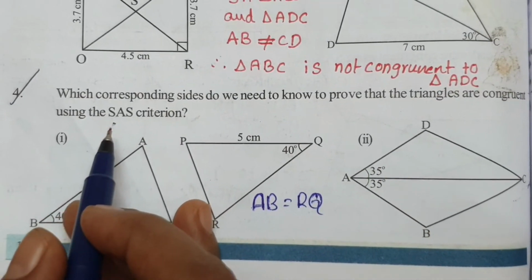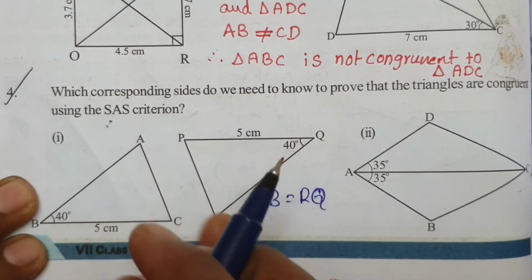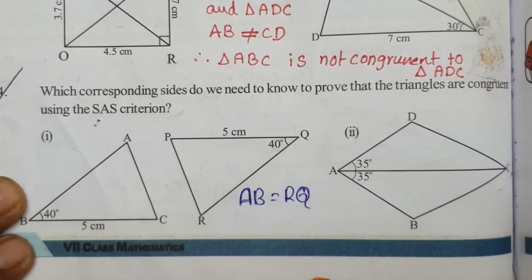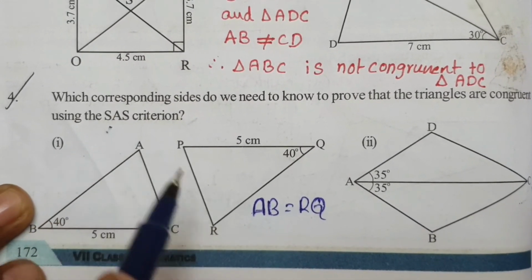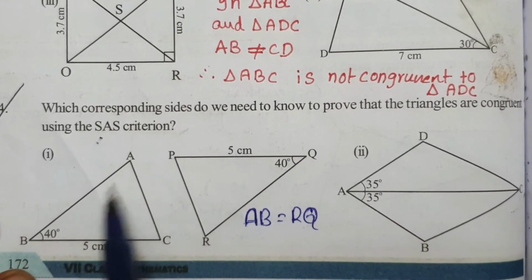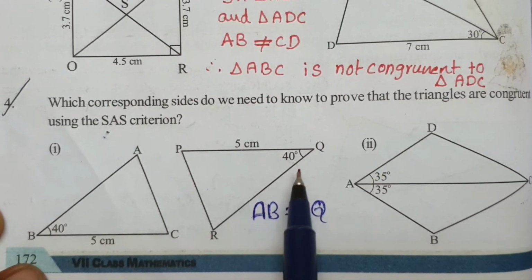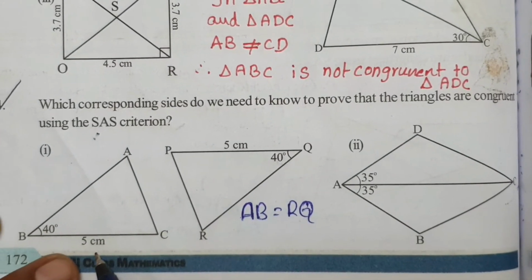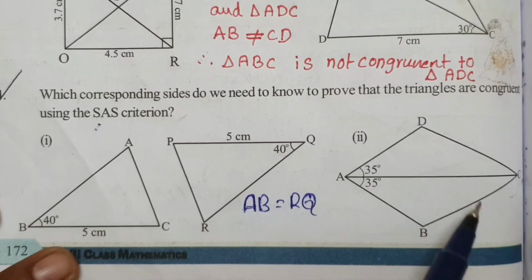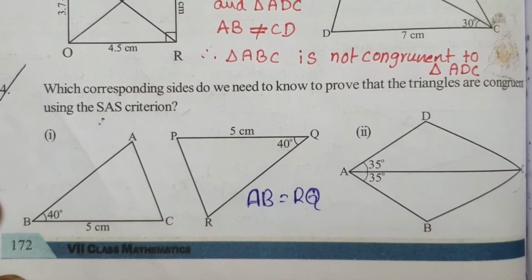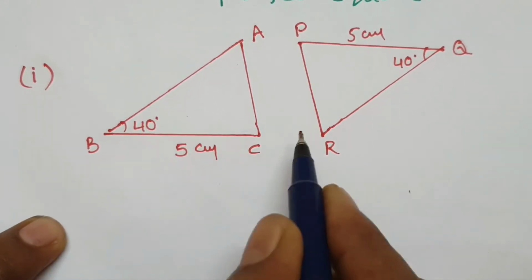Fourth question: which corresponding sides do we need to know to prove that triangles are congruent using SAS congruence? Here ABC 40 degrees, PQR here 40 degrees, 5 centimeters, here also 5 centimeters, and the third one is given here. Second one, observe.